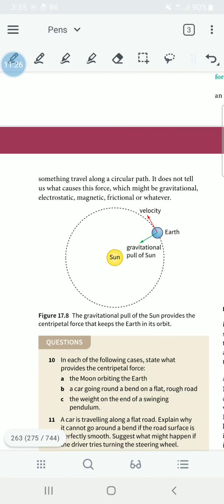So as you can see in this diagram, if the sun was to suddenly disappear, it will travel in the direction of the velocity, because there is no gravitational pull. There is nothing to pull it towards the center, so it will travel in a straight line at that point. I hope you understood. If you understood well, please do questions 10 and 11, and if you have doubts, please raise questions.